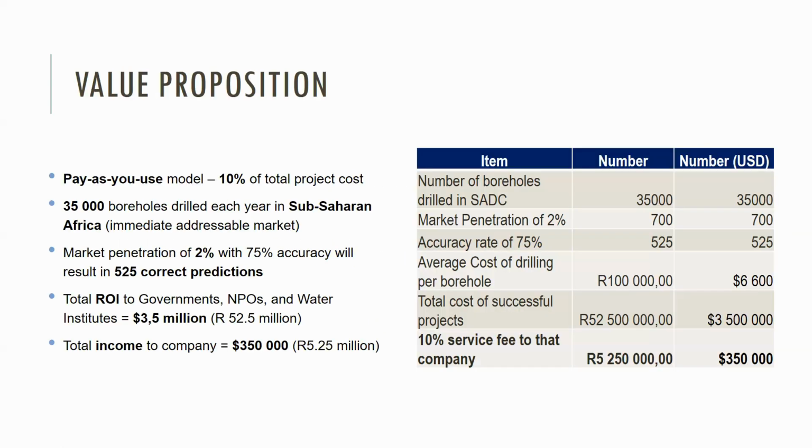Here's the value proposition. For drilling just 700 boreholes at a cost of 100,000 Rand per borehole and applying our improved accuracy, we would reduce the loss rate by 35 million Rand. This is a saving of 50% over the existing methods. At just a 10% service fee and conservatively estimating only 2% penetration of the market, our company would be profitable at over 5 million Rand per annum.